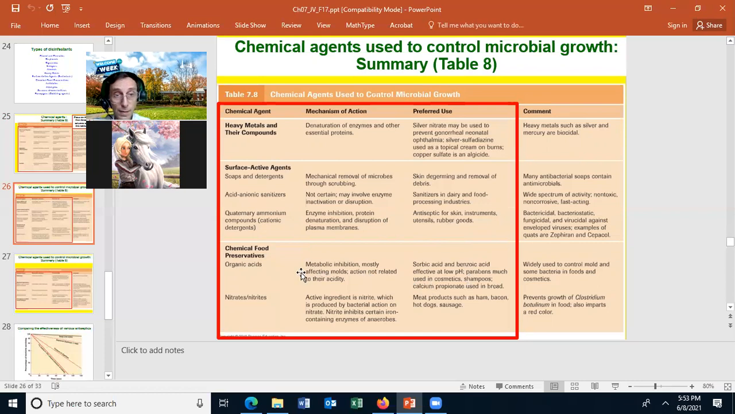And then there are chemical food preservatives like organic acids. We add them to things like cheeses, cosmetics, and shampoos, and that's to prevent other bacteria from growing in them. Nitrates and nitrites. I think everybody knows that processed meat like hot dogs, ham, and bacon have nitrates and nitrites in them, and that stops the growth of microbes, or at least slows their growth down.